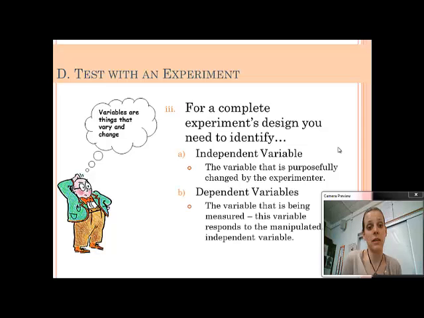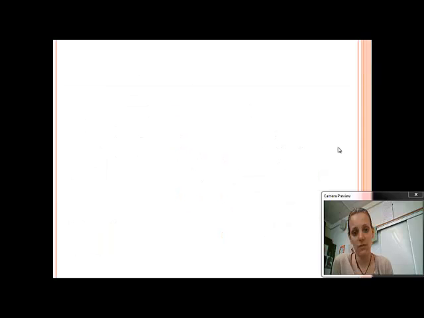The dependent variable is the variable that is being measured. It's responding to the independent variable. So in my plant example, I would be measuring the growth of the gardenia plants. How much the gardenia grows depends on how much fertilizer was given to the plant.